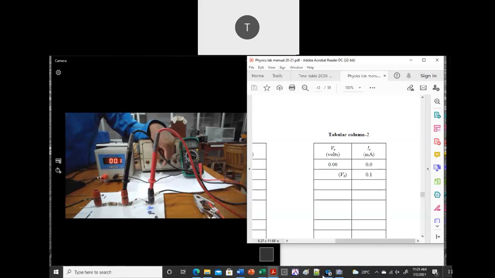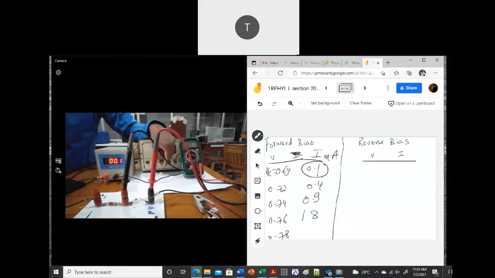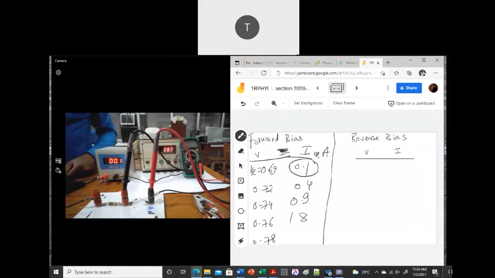I will go back here and write this is your VK. VK is for your forward bias. When it comes to reverse bias, you get 0.1 at 8.86 volts. This is in milliamps again. This is your Zener breakdown, VZ. VZ means Zener breakdown. Then you increase it by 0.2, from here to here it is 0.2. Here you have to add 0.05.